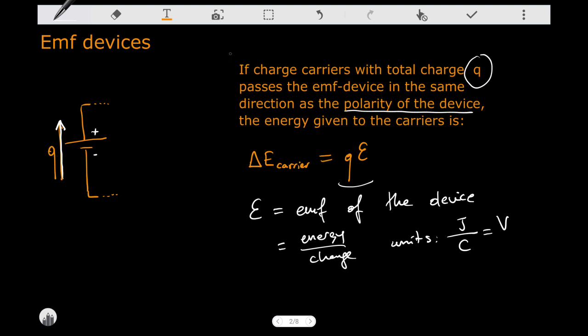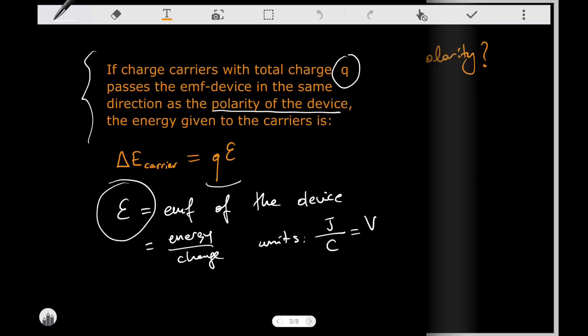What's important in here is that this is a source of energy. So as a result, we just define the EMF of the device, that fundamental property of the device, in terms of the energy. So EMF is energy given to the charge carriers per unit charge of the charge carriers. So you can think of it as a coincidence that it has a unit volt. Okay, so that's the fundamental definition.